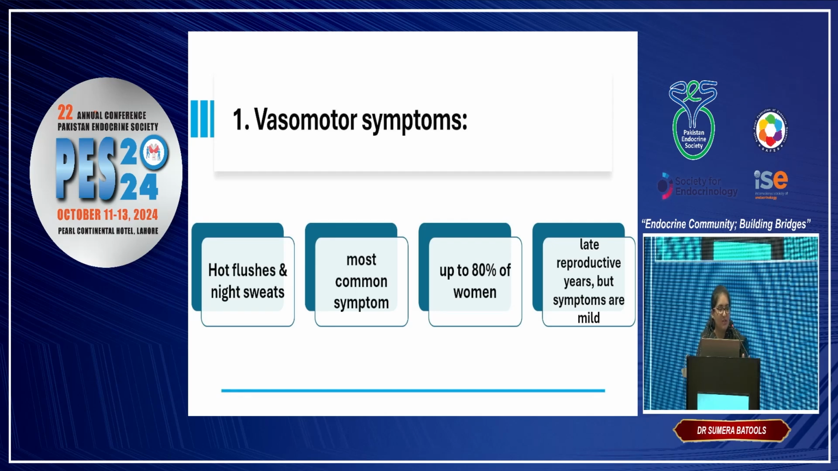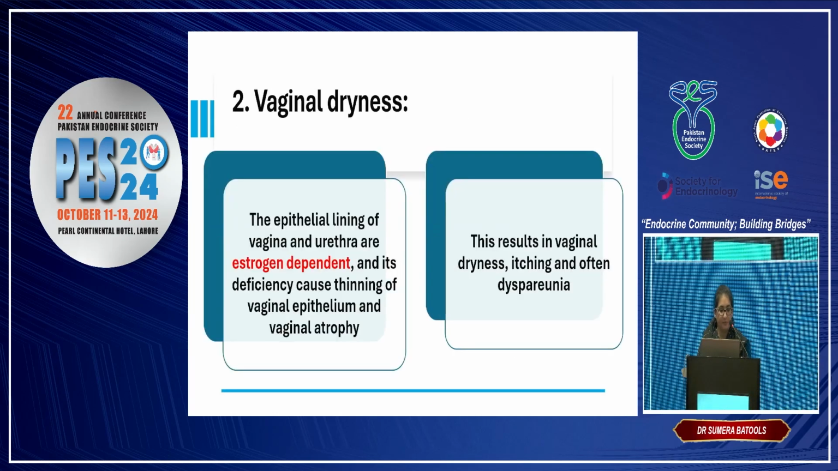The vasomotor symptoms include hot flushes and night sweats. More than 80% of women experience these symptoms, and they usually start in the late reproductive years and then continue into the postmenopausal time. Vaginal dryness is common because the epithelium of the urethra and vagina is estrogen dependent. As the estrogen levels decline, this epithelium gets atrophied, resulting in these symptoms.